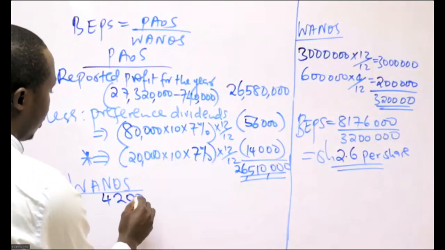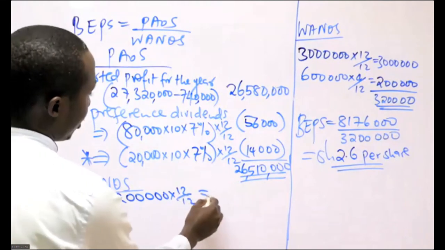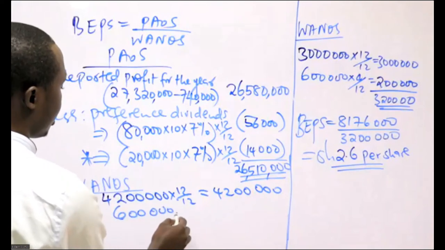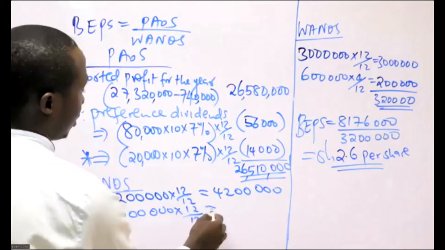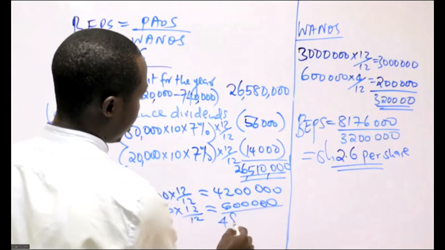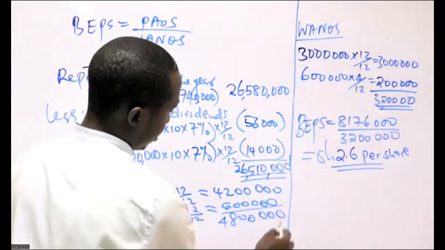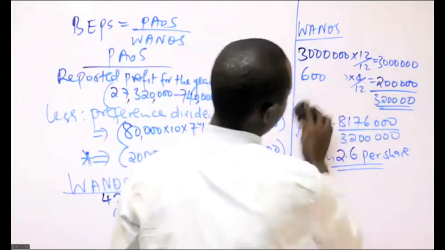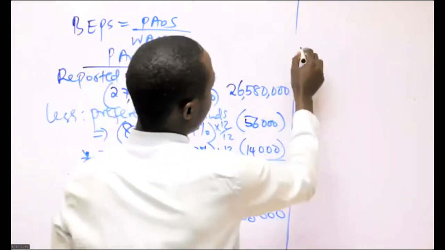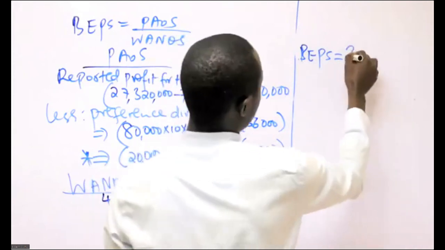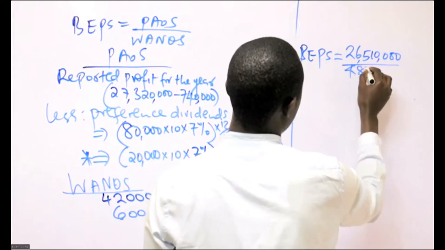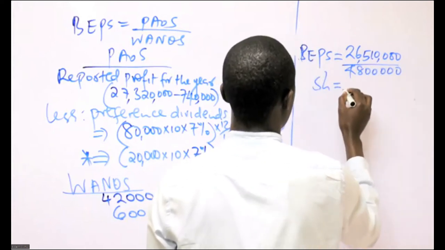So 4.2 from January, so 12 over 12. This one will be 4.2. And again, the 600,000. You don't have to consider it from August. You know the reason. It's from January. So this one would be 4.8 million. So that now you can be able to get the basic EPS. The basic EPS is earnings over the weighted number of ordinary shares. So 26,510,000 divided by 4.8. So you have shillings what per share?